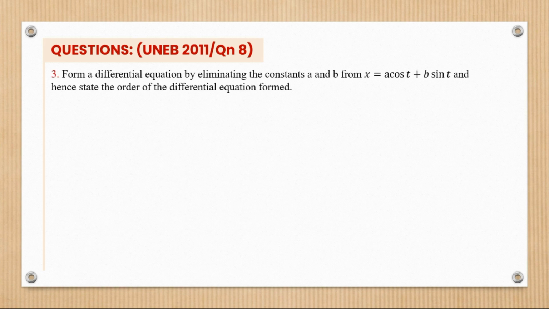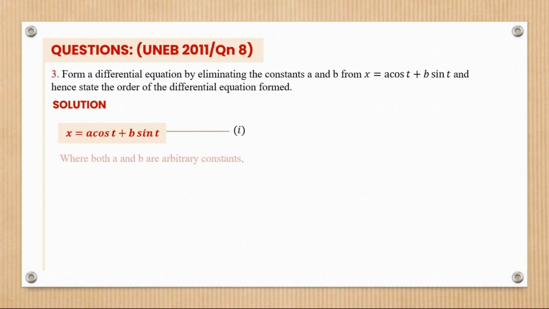So question number 3 is going to be a question from UNEB 2011, and this was question number 8. So being told to form a differential equation by eliminating the constants a and b from x is equal to a cos t plus b sin t, and hence state the order of the differential equation formed. Now, as you can already see, we have two arbitrary constants involved. So in this case, we already know that we're going to need to differentiate 2 times. So this is what we have, and we're going to make that equation 1. So we're going to differentiate with respect to t. Where both a and b are arbitrary constants, we're going to differentiate the equation twice.